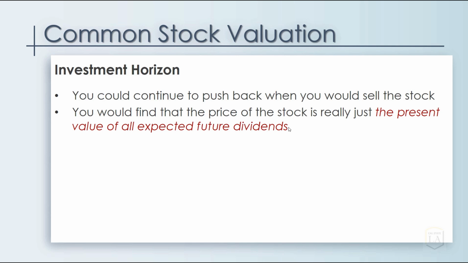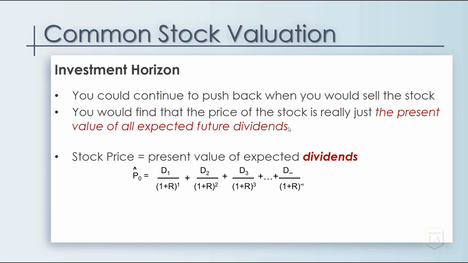So even if you're selling it away, you're selling it to some other investor. If you just think of all investors as one group, then there is no sales going on. It's just going to be dividends being paid out forever. So putting that all together in one formula, you would see that the stock price is the present value of all expected dividends to be paid out forever.